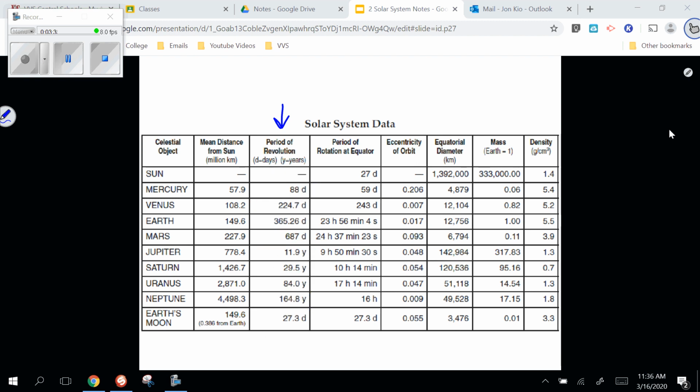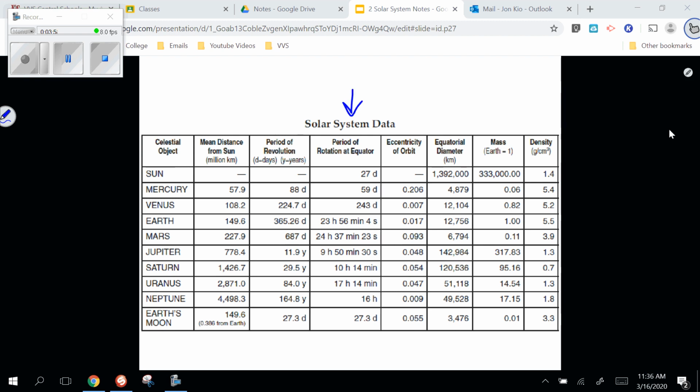You guys are 14, 15, 16 years old. So that means that Jupiter has gone around the sun only once in your lifetime. It takes about 12 years for Jupiter to go around the sun, so it's working on 2 times in your lifetime. All right.